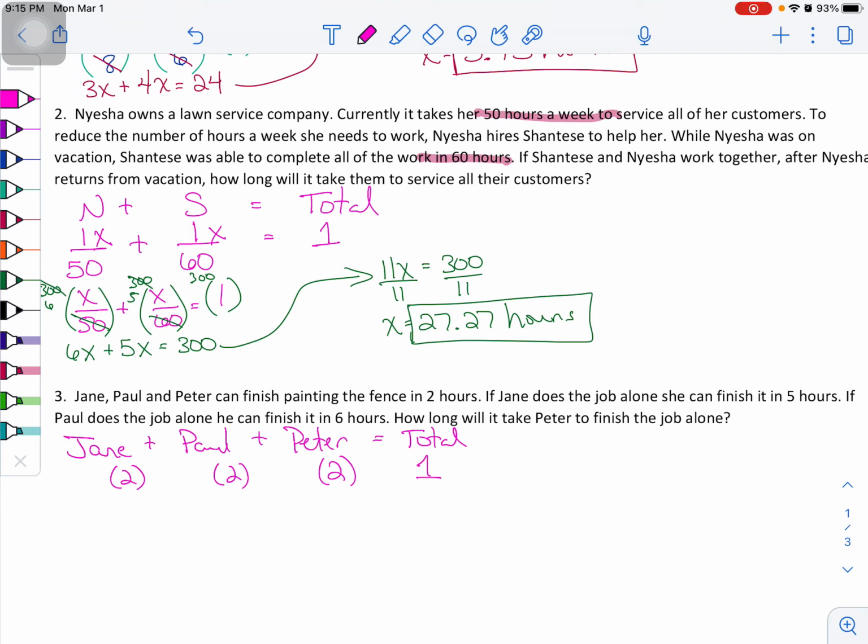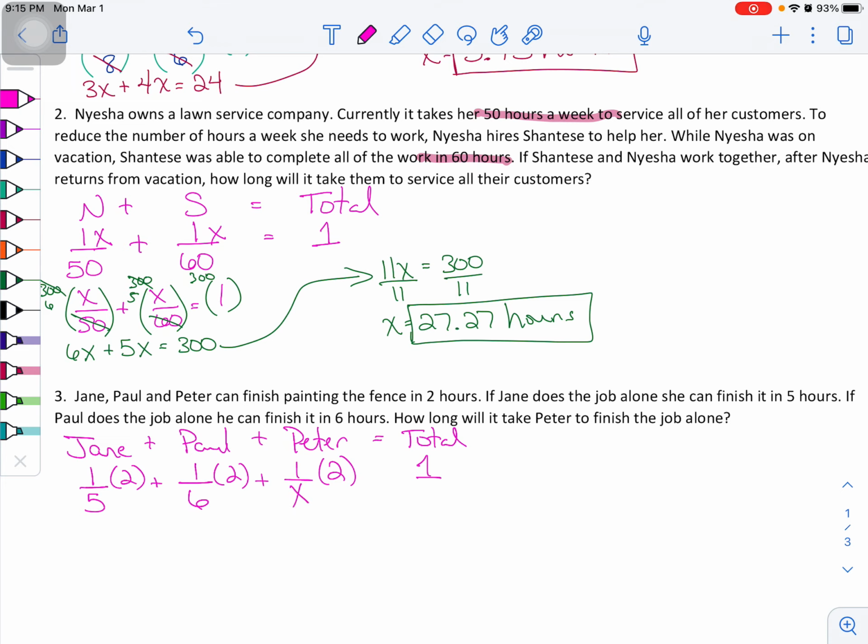Now I want to see if I can find their rates from the rest of the problem. So it says if Jane does the job alone, she can finish it in 5 hours. So the job was one fence and it takes her 5 hours. If Paul does the job alone, he can finish it in 6 hours. So Paul gets a rate of one fence, 6 hours.